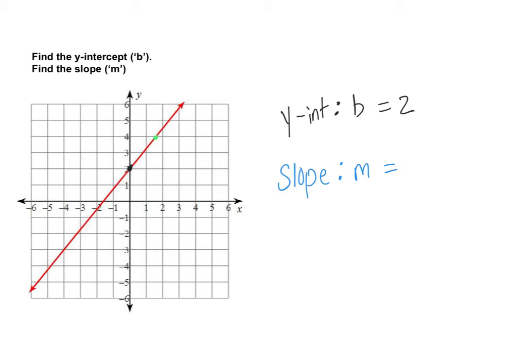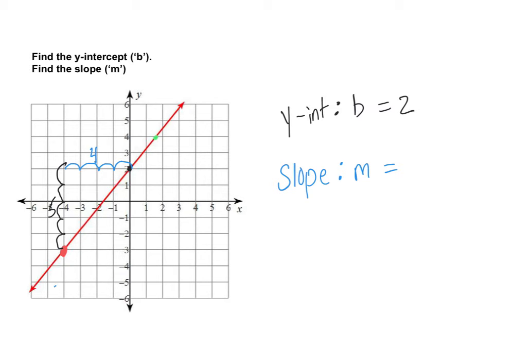A good point would be specifically on the corner of a box. For example, this point down here in red is at a corner of a box, so this would be an appropriate point to choose. Now I'm going to count rise over run. So we go up 1, 2, 3, 4, 5, and we run 1, 2, 3, 4.